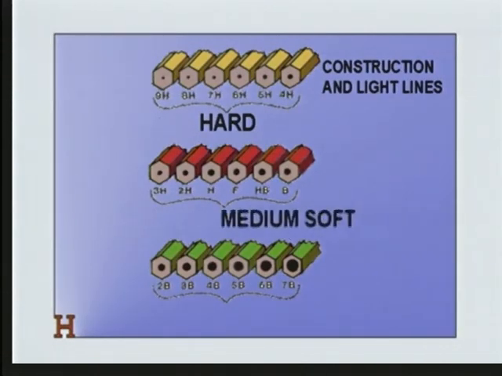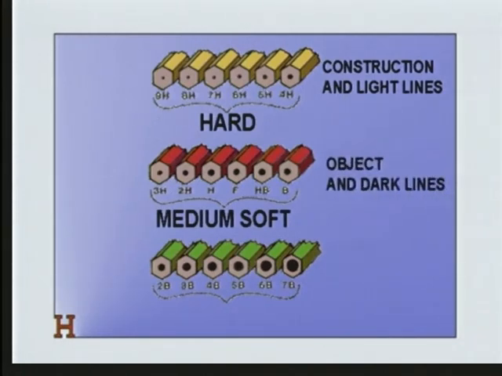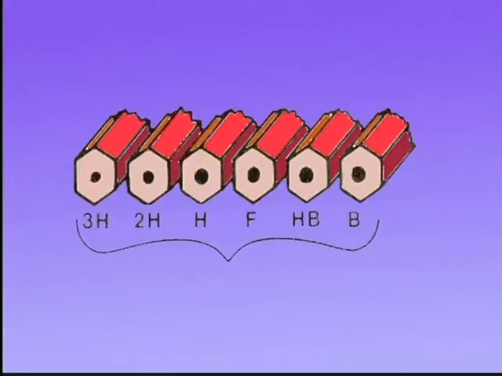Then we have the medium soft degrees of lead. The medium soft degrees are used for object lines, which form the boundary lines for the mechanical objects that we draw, and they're used for dark lines. The medium soft range in designation from 3H, which is the hardest of the medium, down to B, which is the softest of the medium.